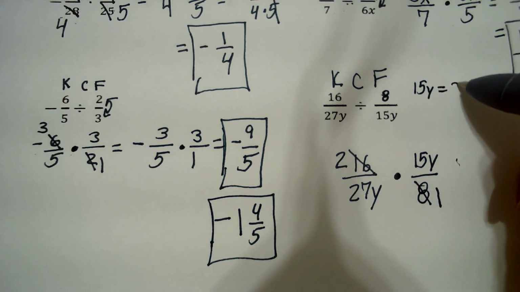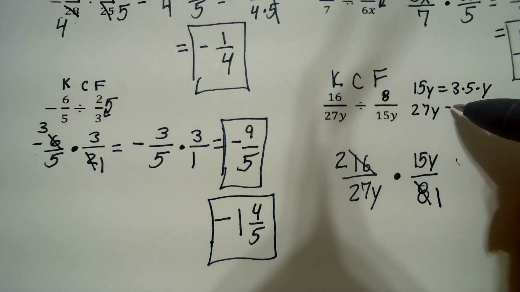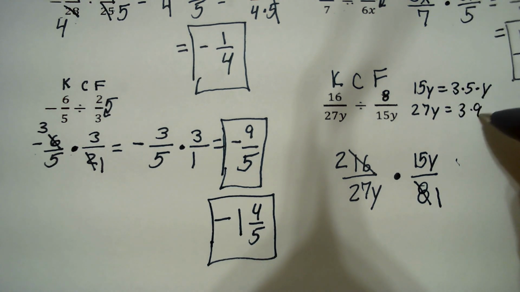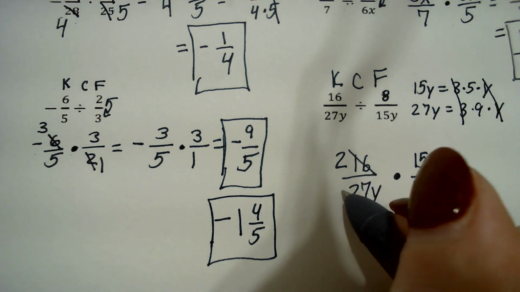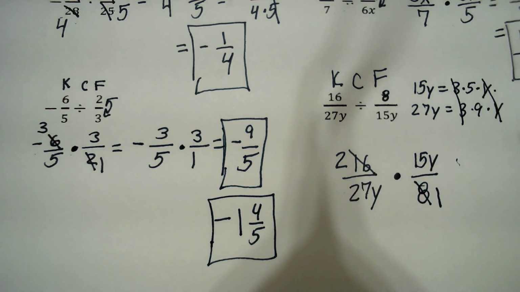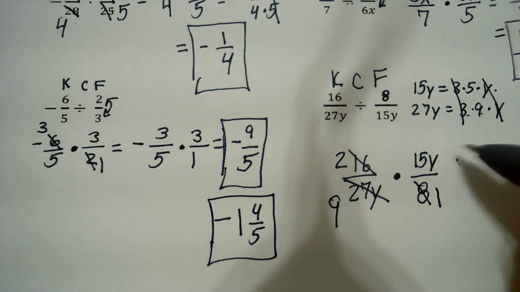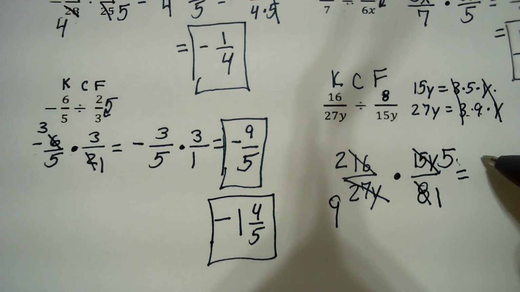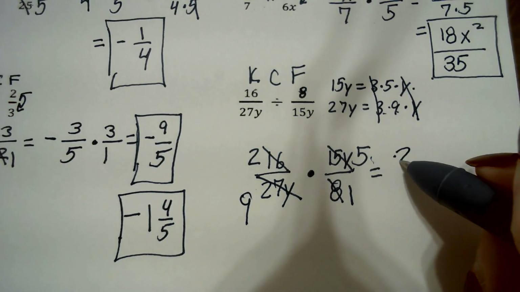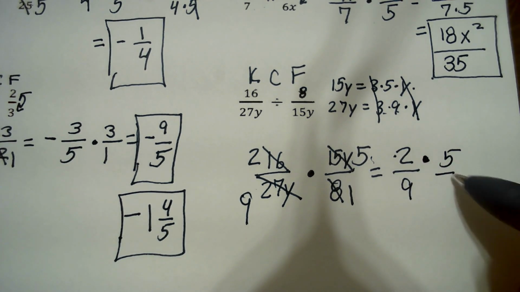15y is 3 times 5 times y, and 27y is 3 times 9 times y. So we can simplify that. They can both be divided by 3y. So 27y divided by 3y is 9. And 15y divided by 3y is 5. So our new problem is 2 over 9 times 5 over 1.